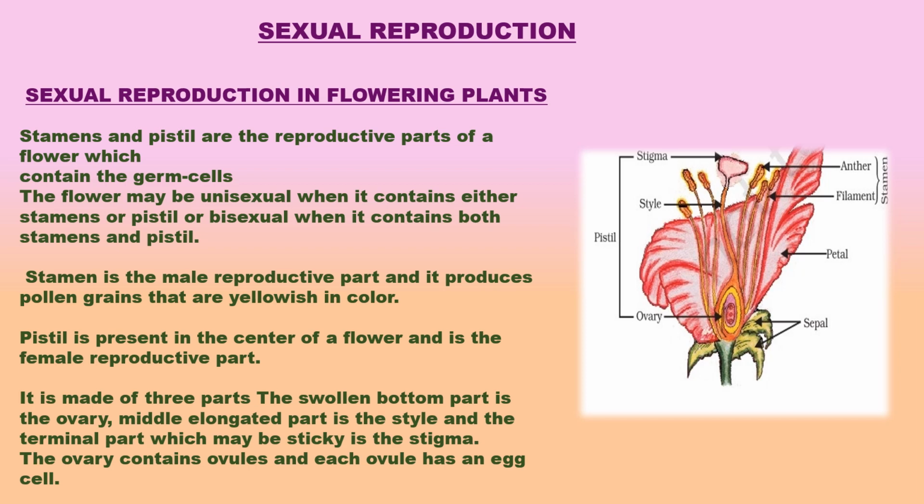Gametes are of two types, male gametes and female gametes. In sexual reproduction, a male gamete fuses with a female gamete to form a new cell called zygote. This zygote then grows and develops into a new organism in due course of time.